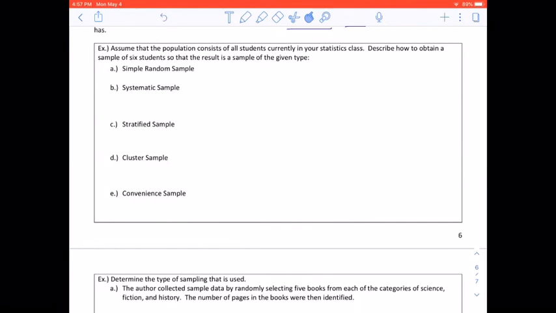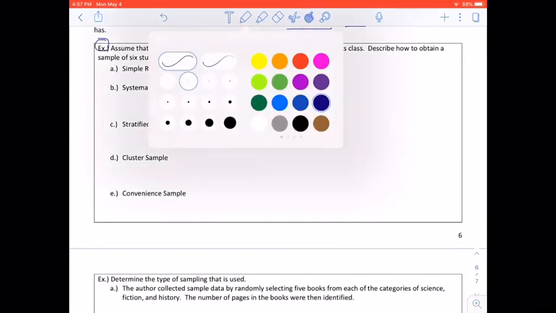The next example says assume that the population consists of all students currently in your statistics class. Describe how to obtain a sample of 6 students so that the result is a sample of a given type. So we will go ahead and work on this one together in class.